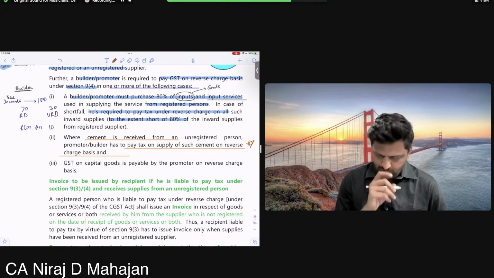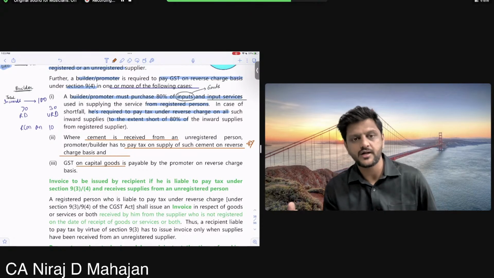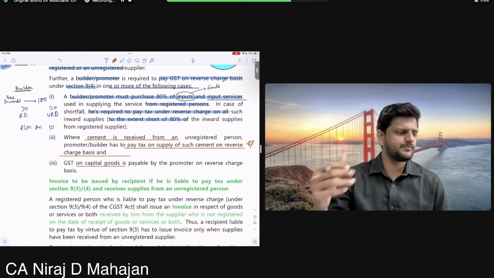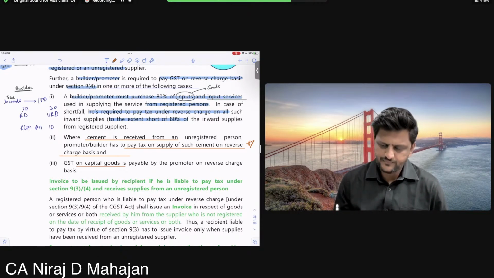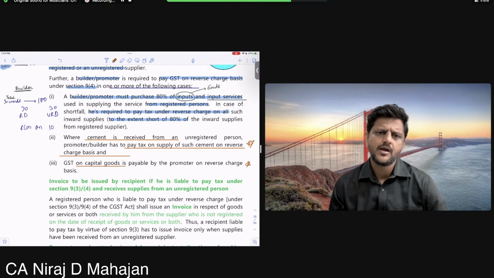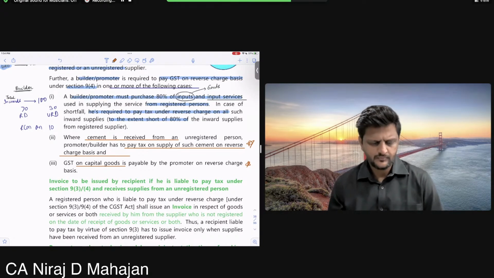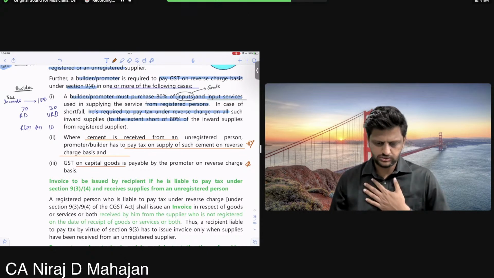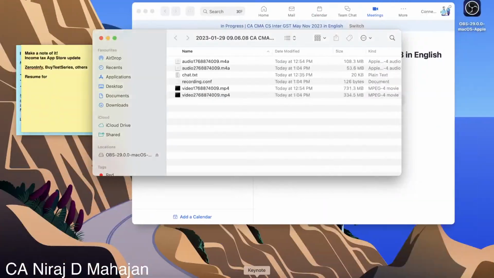And GST on capital goods is payable by the promoter, capital goods, those cranes, machines, trucks, whatever he might have used. Use means purchased. Again on reverse charge basis. Fine till everybody? So cement compulsorily RCM, capital goods also RCM, and others, minimum 80% criteria should be fulfilled. Again because cement is obviously used in huge quantity, isn't it?